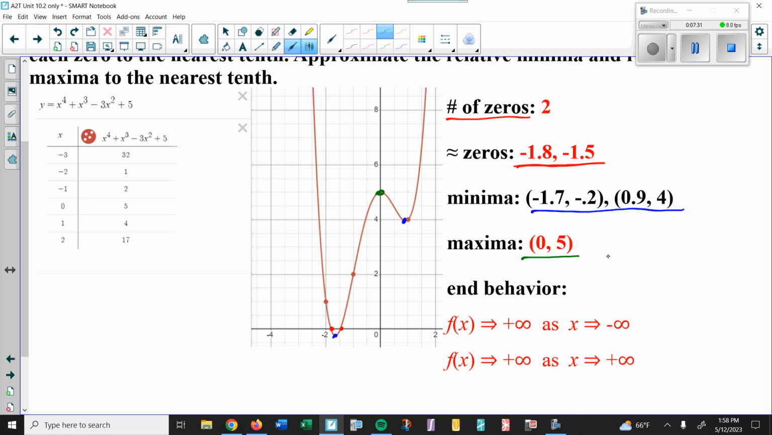And then, because we are even exponent with a positive in front, you know it's a normal touchdown. We go up as we go to the right, and so this means as you go to the right, we go up, so that's why this is positive. Also, as you go to the left, we go up, and so this means as you go to the left, we go up, so that's positive. And so that's what we're looking at for these problems.